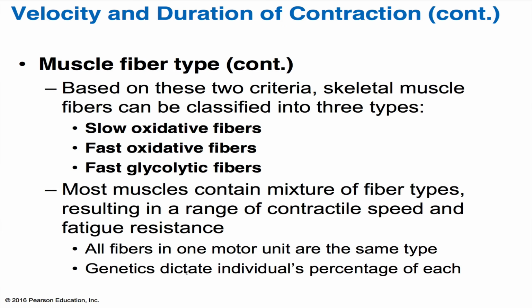Based on these two criteria, skeletal muscle fibers can be classified into three types: slow oxidative fibers, fast oxidative fibers, or fast glycolytic fibers. Most muscles contain mixtures of fiber types, which results in a range of contractile speed and fatigue resistance. Now, all fibers in one motor unit are the same type. It's the genetics that dictates an individual's percentage of each type of these fibers.